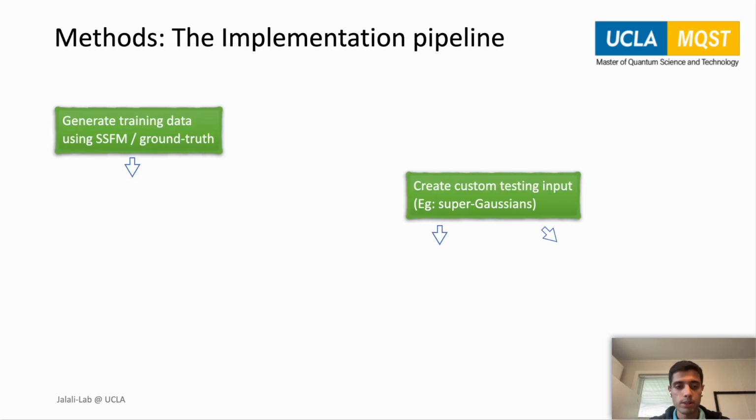So without further ado, here is a block diagram I created for the implementation of the neural network for doing pulse propagation. So you start with creating some training and testing data using the split-step Fourier method. You also generate some ground truth, which is the data created using more than sufficient number of split-step Fourier method iterations, because the ground truth has to be a very accurate result.